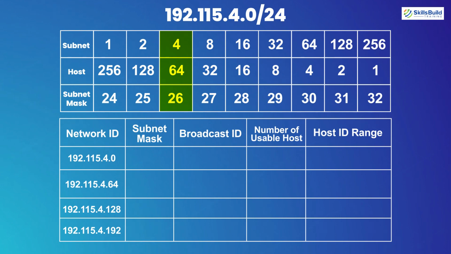Now we need to find out the subnet mask. So as we have seen from the first table that the subnet mask will be 26. So it will remain 26 with every network ID.